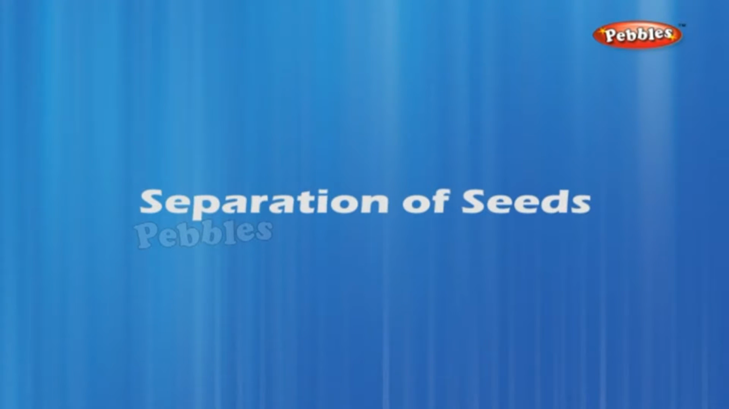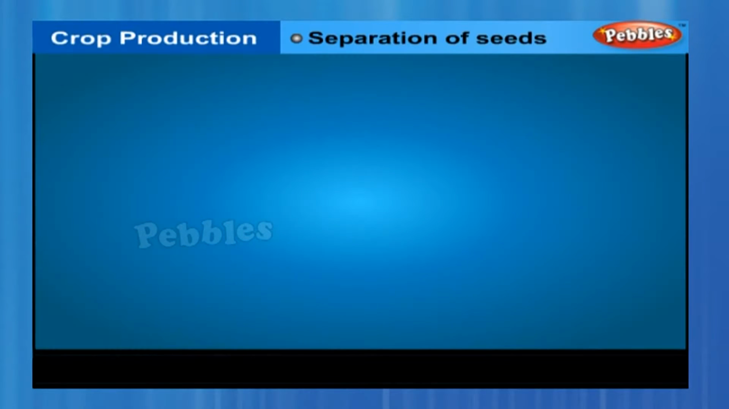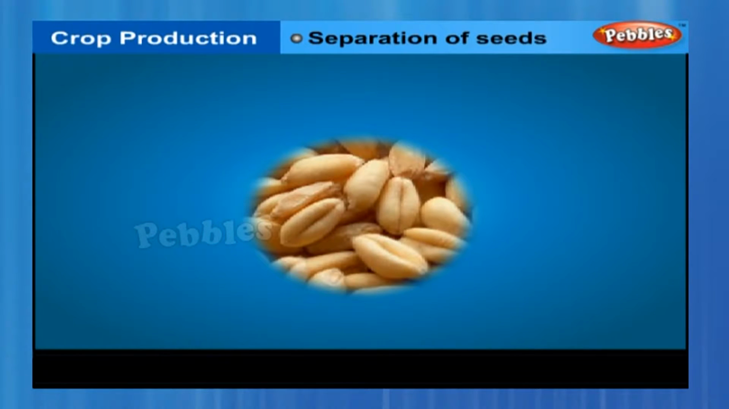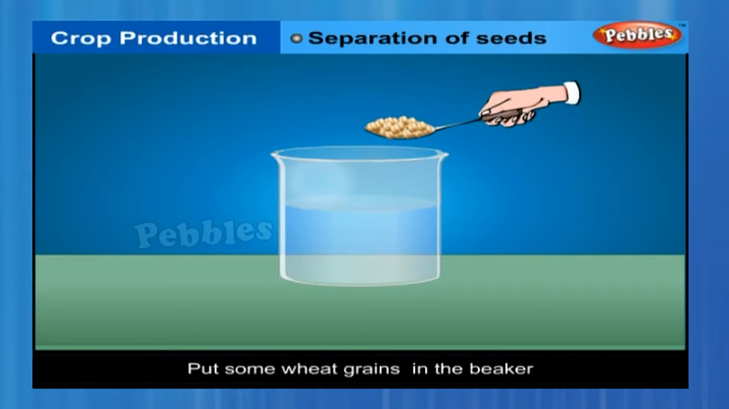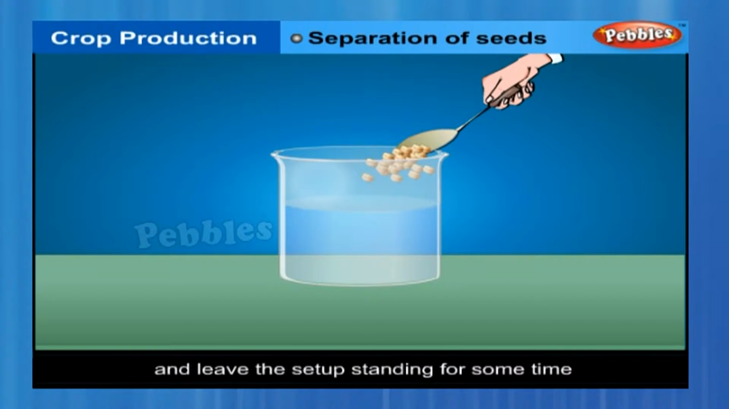Separation of seeds. Aim: to separate healthy seeds from unhealthy ones. Materials required: a beaker, water, and wheat grains. Procedure: take a beaker filled with water. Put some wheat grains in the beaker and leave the setup standing for some time.